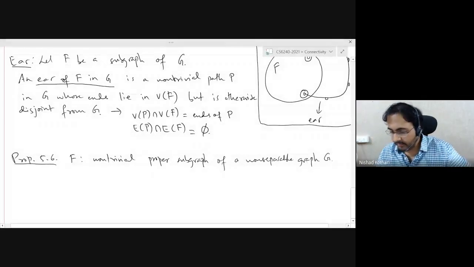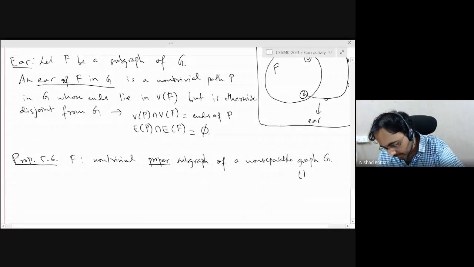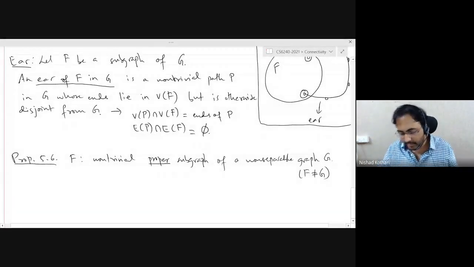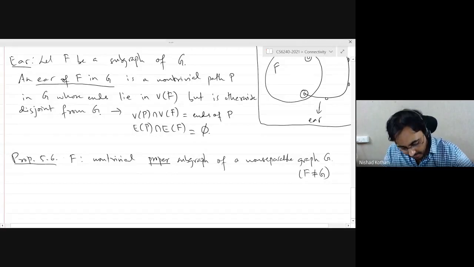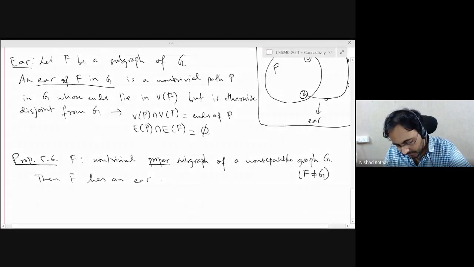Okay, remember this is a proper subgraph. So in particular, F is not equal to G. That is what we mean by proper subgraph. Then the claim is that there is always going to be an ear for this subgraph in the graph G.